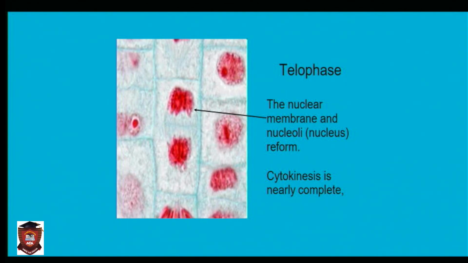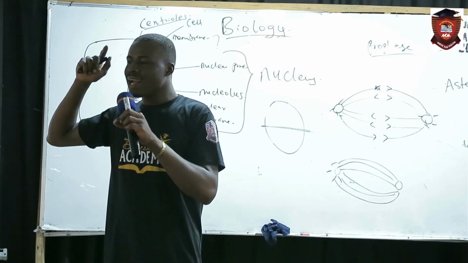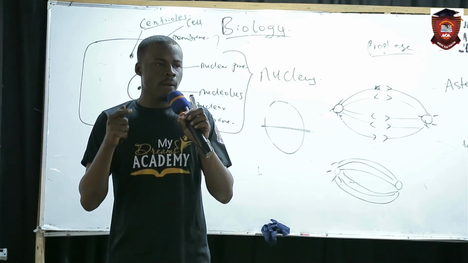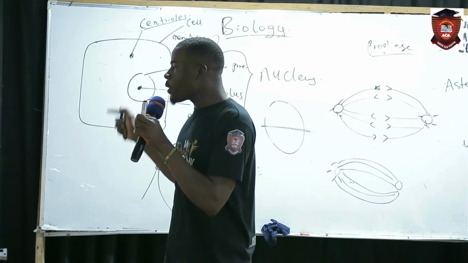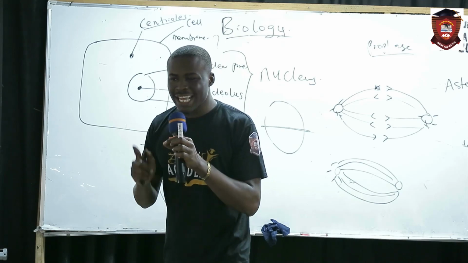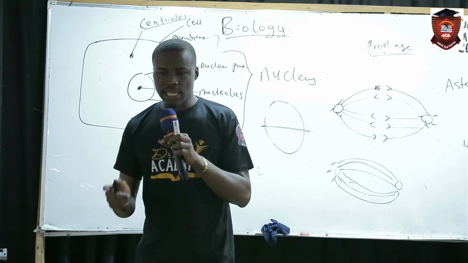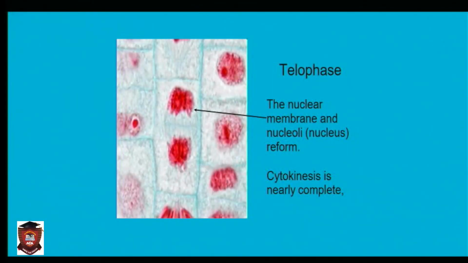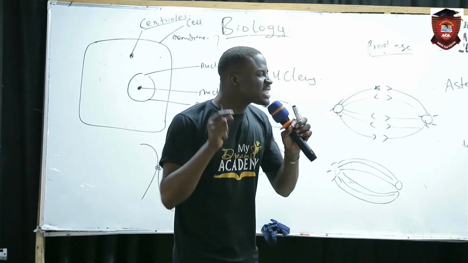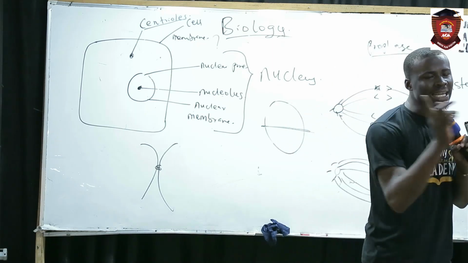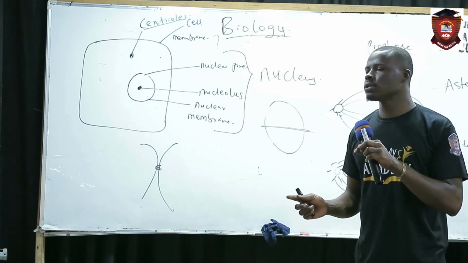That thing that happens in prophase, the opposite happens in telophase. Prophase is the first stage of mitotic division, and it is opposite to what happens in telophase. Are we there? Now, let's move. The nuclear membrane reappears, it reforms. The nuclear membrane disappears at prophase, but reappears at telophase.